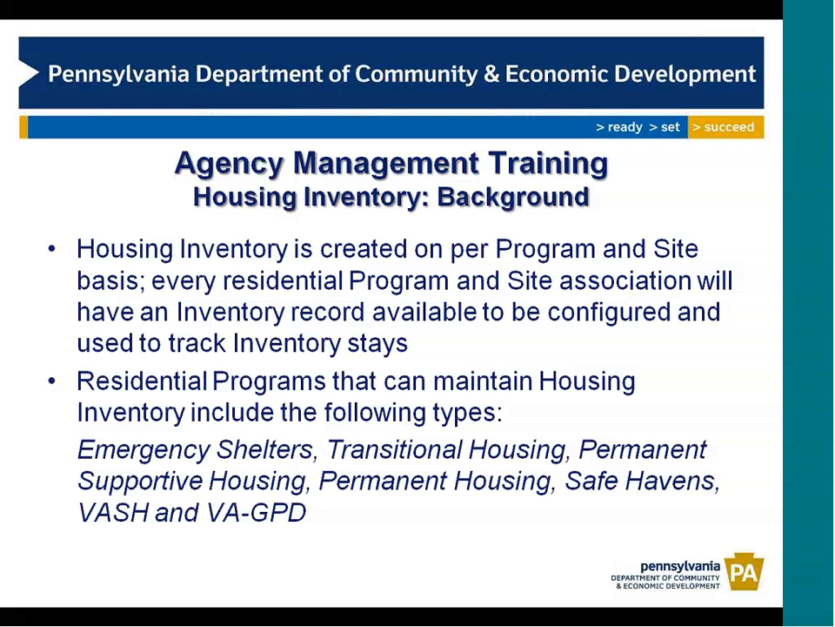Now, only residential programs can maintain housing inventory in the system. It includes the following types: any program with the type of emergency shelter, transitional housing, permanent supportive housing, permanent housing, or safe haven, as well as a couple VA-funded programs that also support inventory: VASH, as well as the VA GPD, which is Grant Per Diem, a kind of transitional housing program.